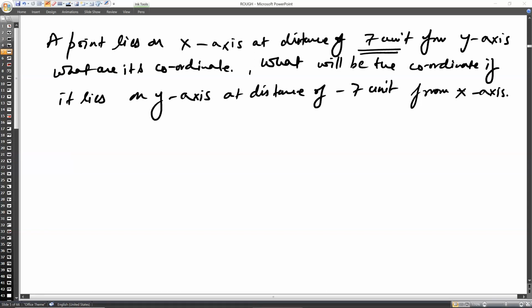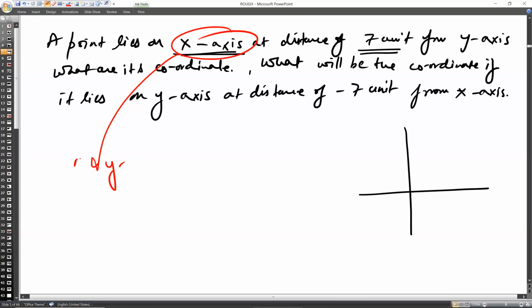So we have a point that lies on the x-axis at a distance of 7 units from the y-axis. What is its coordinate? Because on the x-axis, the y coordinate is 0. Understood? On the x-axis the y coordinate is 0. So the coordinate of this point will be (7, 0). Got it?